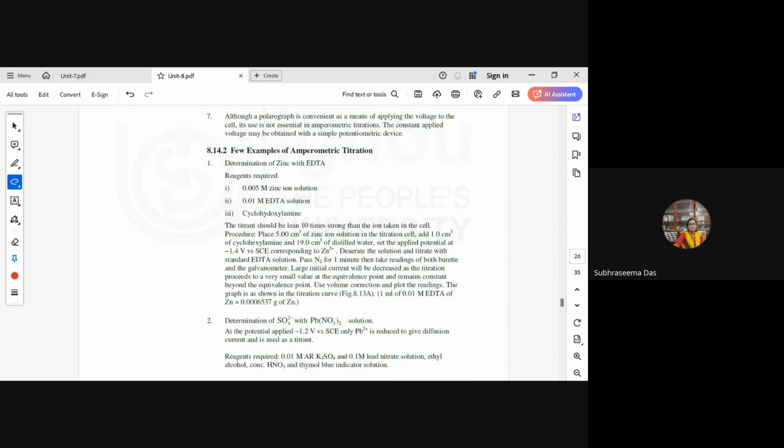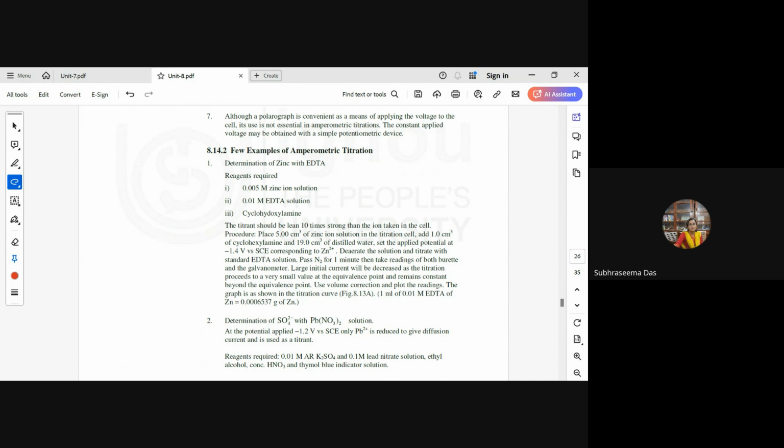Now, a few examples of amperometric titration. The first, most commonly used, is the determination of zinc with EDTA. For this purpose, a 0.05 molar zinc solution is prepared, 0.01 molar EDTA is needed, and cyclohexylamine is also needed. In the procedure, the titrand should be 10 times stronger than the titrant taken in the cell. That is, 5 ml of zinc solution is taken in the titration cell, and 1 ml of cyclohexylamine and 19 ml of distilled water are added.